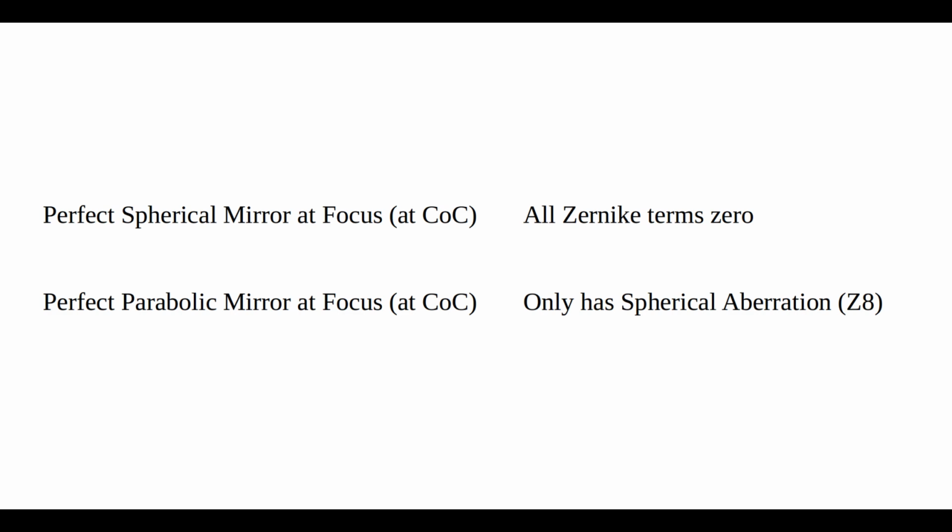Since spherical aberration is the only Zernike term that changes in a parabola versus a sphere, then the perfect parabolic mirror should have only spherical aberration when at COC. If the mirror is a little inside or outside of focus or to the side of focus, this will affect tilt and defocus only. We'll talk about defocus soon. It will not affect other Zernike terms.